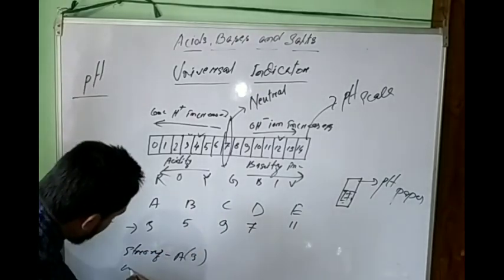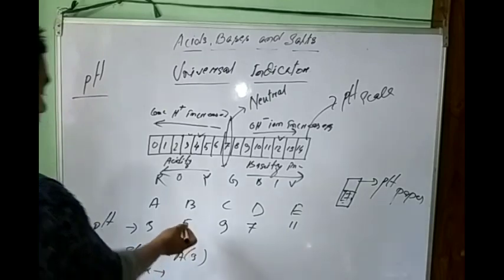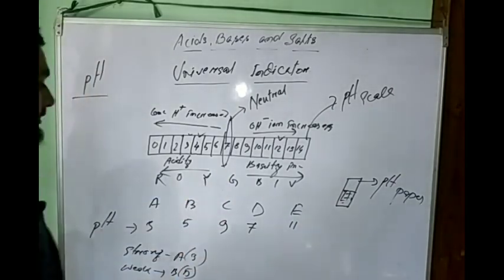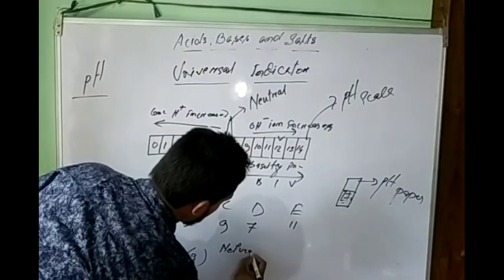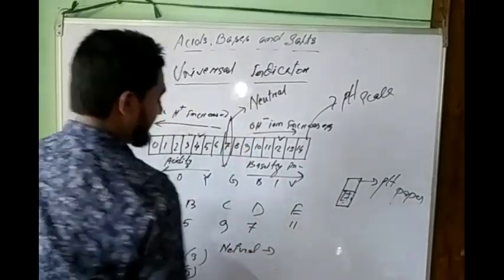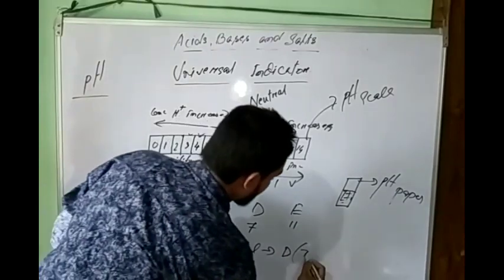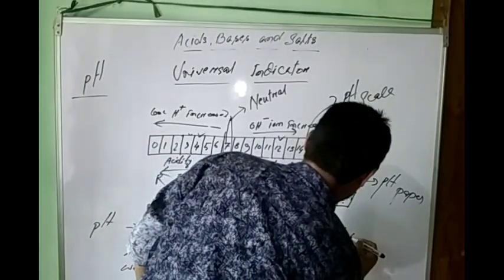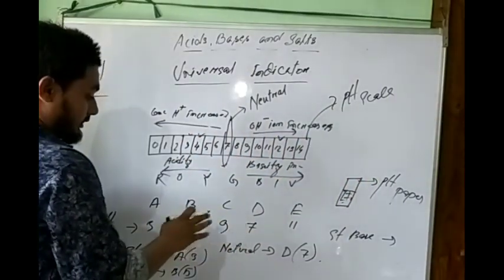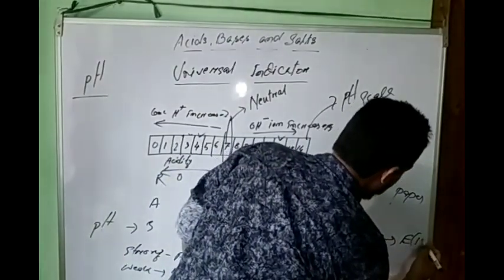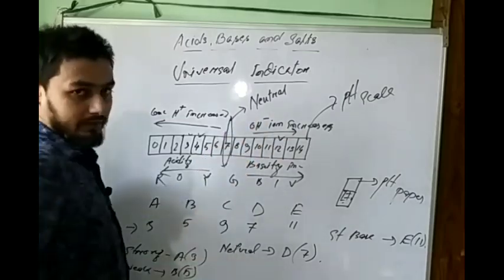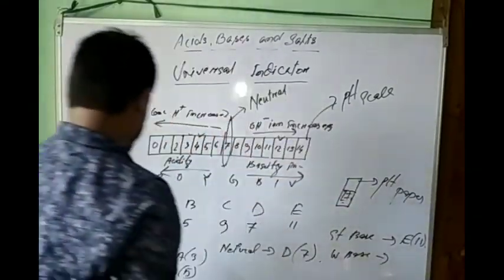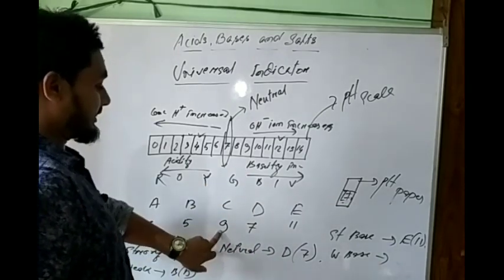Compared to this solution, the weak acid will be the one whose pH is 5. That means B will be the weak acid. And 7 means neutral. That means D is the neutral solution having pH 7. And the strong base will be E, whose pH is 11, because basicity increases in this way. The pH increases, that means basicity increases. And the weak base will be 9.